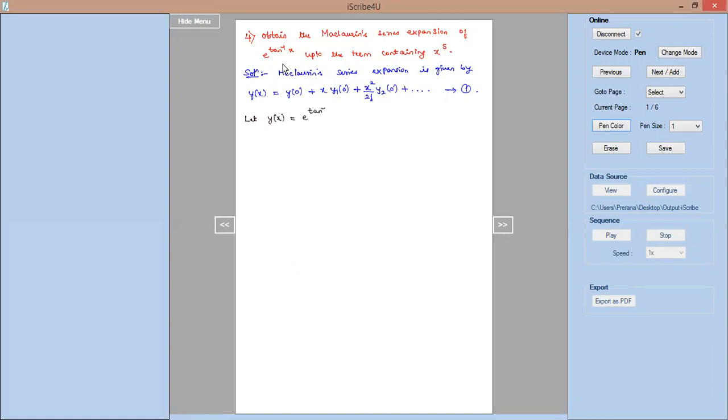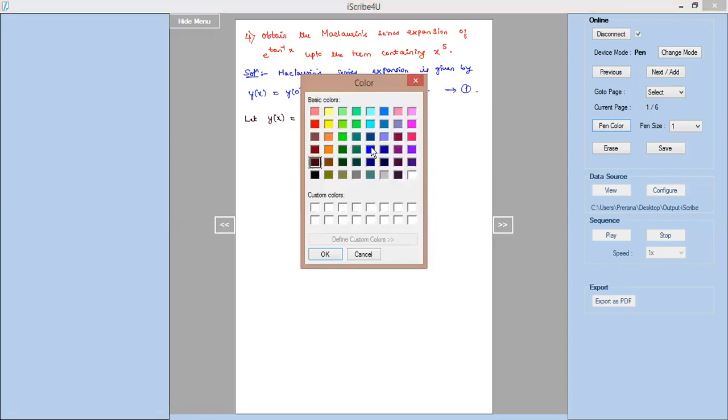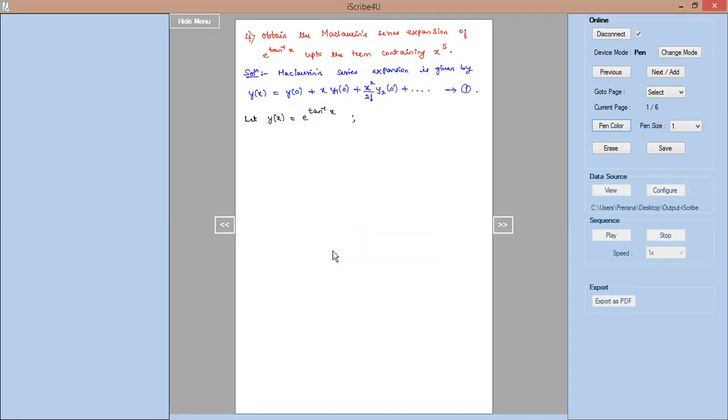E to the power tan inverse x for us. At the given point we have to find out, that is at x is equal to a equal to 0. So y of 0 will be equal to e to the power tan inverse 0. Recall the standard value of tan inverse 0. It is 0. So we have e power 0, which is equal to 1. E power 0 is nothing but 1.